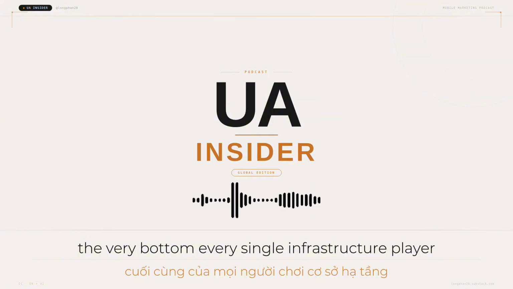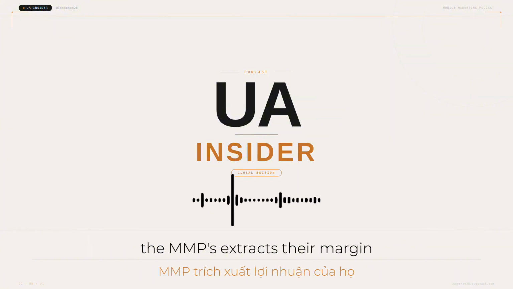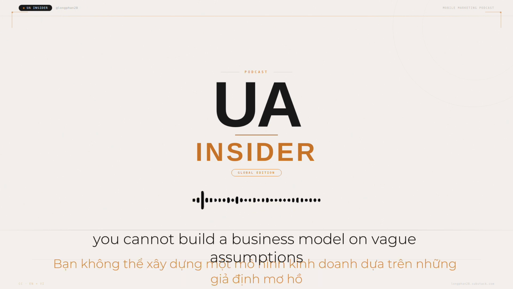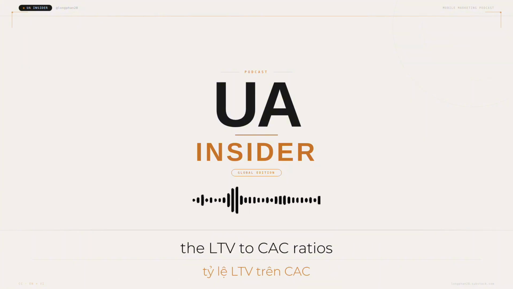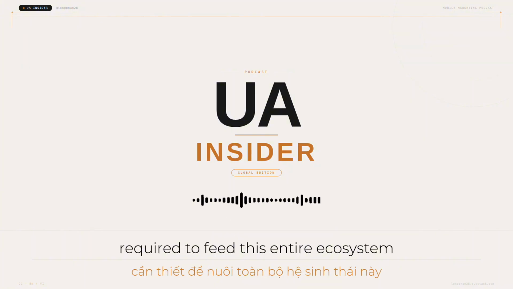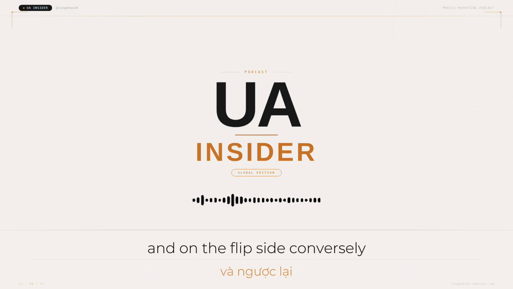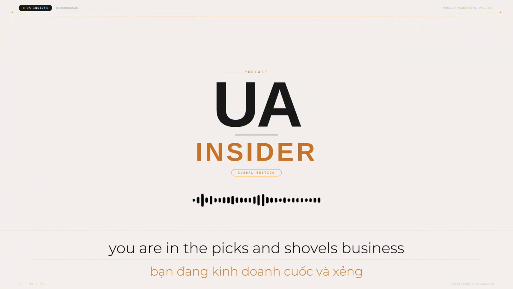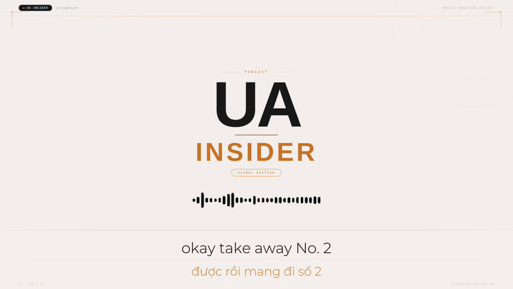Every single infrastructure player, the platforms, the networks, the MMPs, extracts their margin before you recognize a single cent of profit. You cannot build a business model on vague assumptions. You must deeply understand the LTV to CAC ratios required to feed this entire ecosystem and still retain a margin for your own survival. And on the flip side, if you are building B2B tools or services, understand that you are in the picks and shovels business. Your risk is lower, but your reliance on aggregate industry volume is absolute. Makes sense.